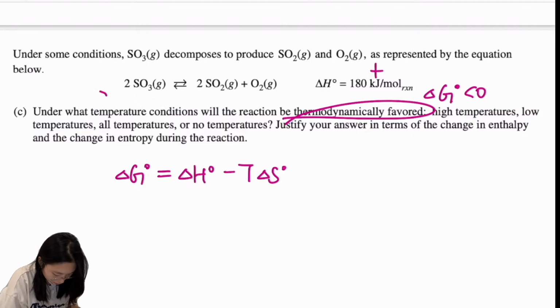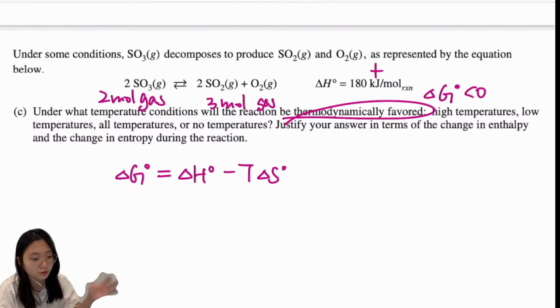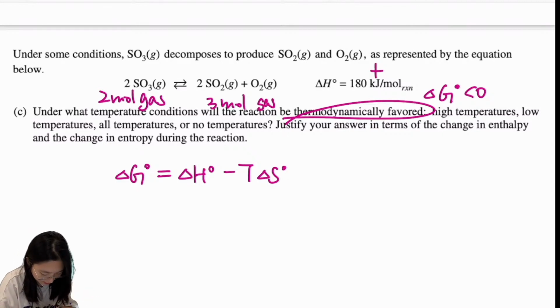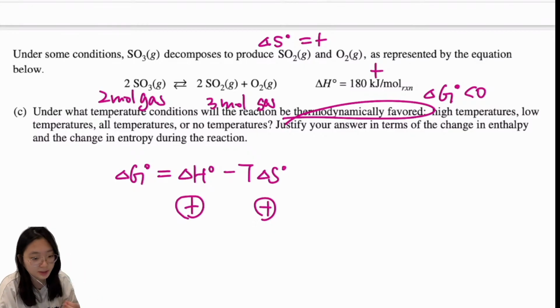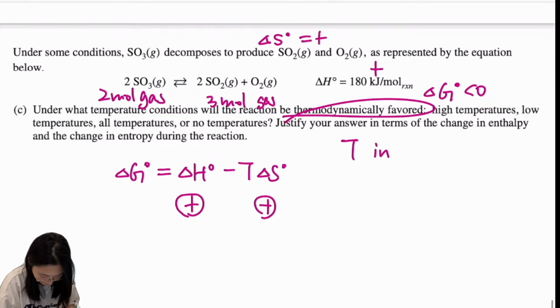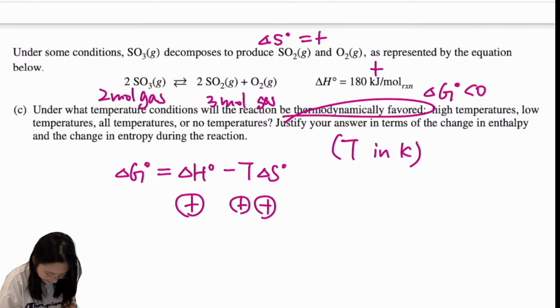So I have only 2 moles of gas on the reactant side, while I have 3 moles of gas on the product side, which means going from reactant to product, the forward reaction increases the entropy. So for the forward reaction, the entropy change is also a positive value. Okay, so both are positive. And temperature, because it's measured in Kelvin, is also a positive value. Then at what temperature will I get a negative value of delta G?